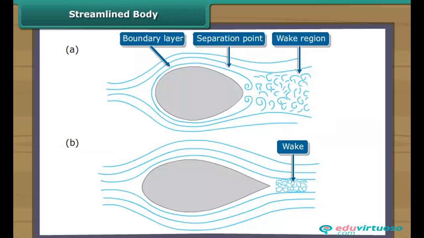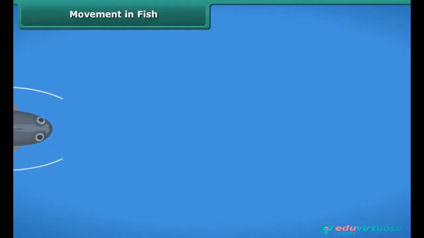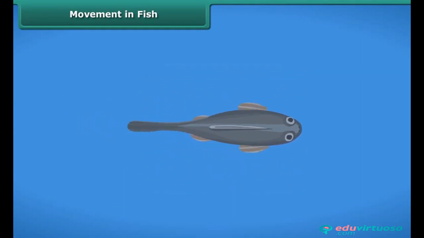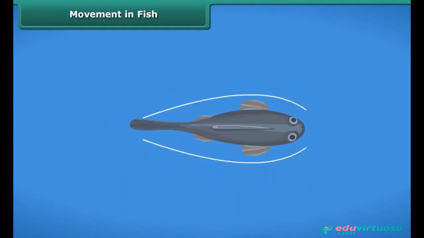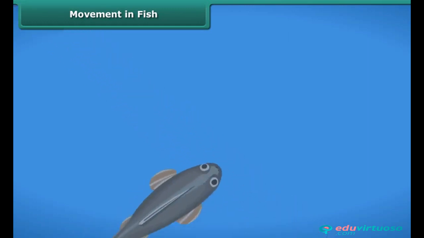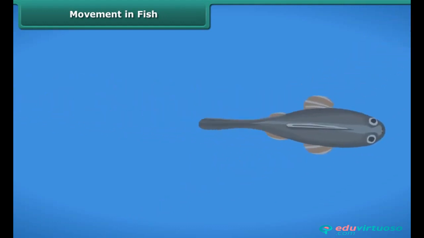Streamlined body. The shape of many objects moving through air or water is designed in such a way that friction can be reduced between the objects and water or air. The shape of the body is called streamlined body. Movement in fish. Fish have a streamlined body which helps them move fast in water. Fish swim with the help of their fins. The tail moves from side to side and helps the fish swim in the right direction. Some fish, however, move by bending their bodies from one side to another in quick succession, which produces a thrust that helps it move forward.